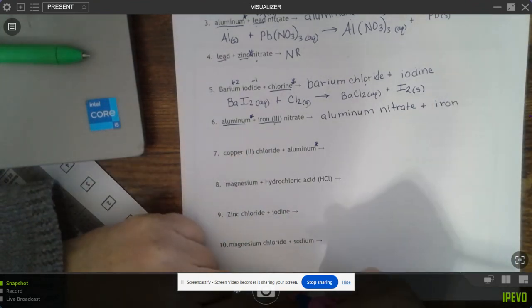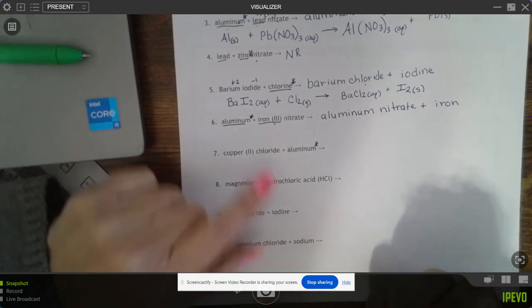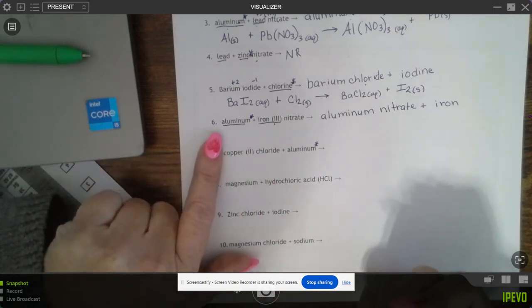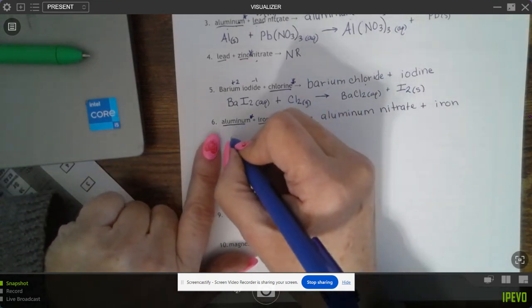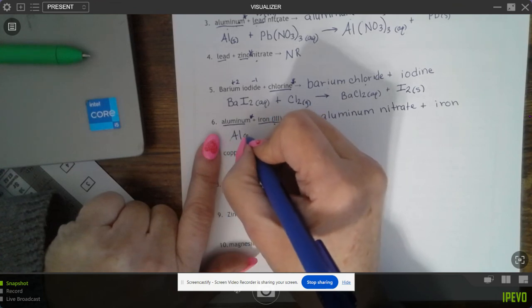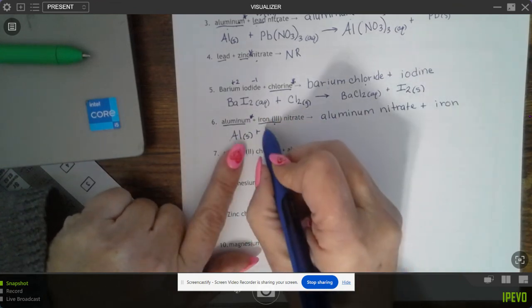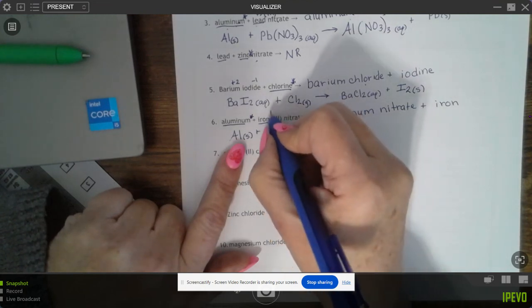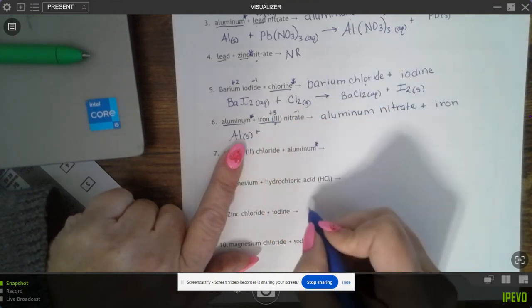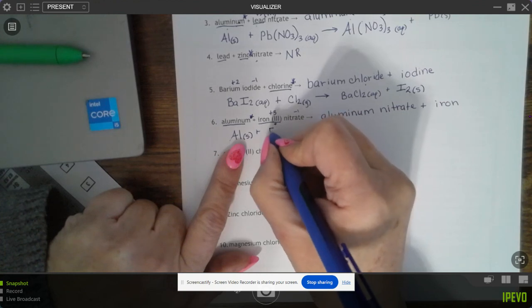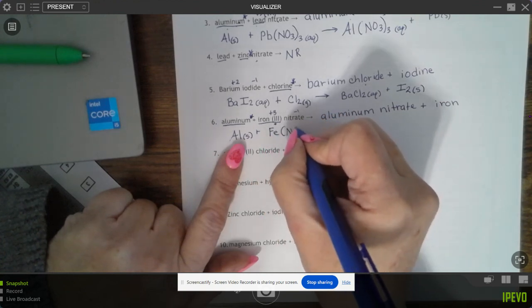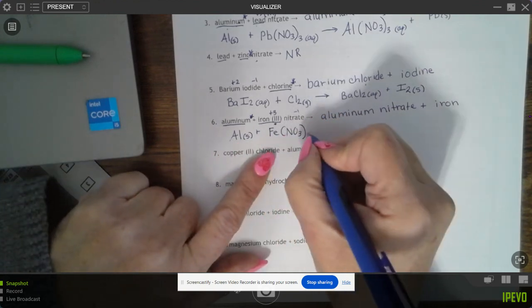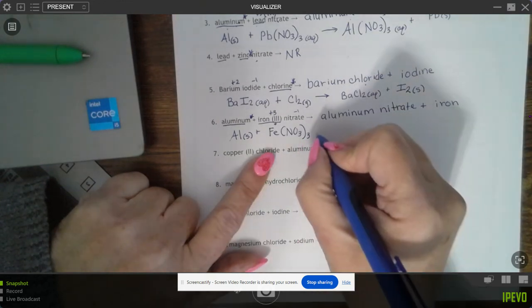So since the reaction happens, we're going to write the equation. So we start out with aluminum solid plus iron. That 3 tells me it's got a +3 charge. So iron's +3, nitrate is -1. So Fe(NO3)3. All right, aqueous.